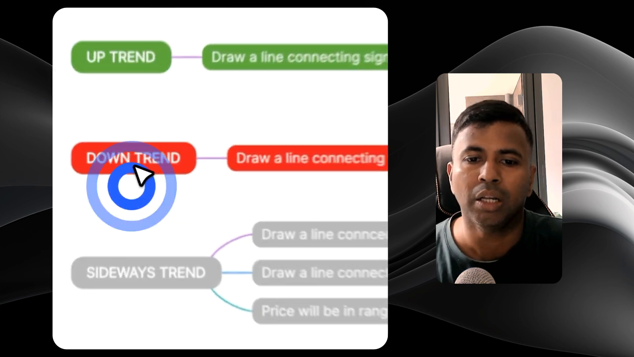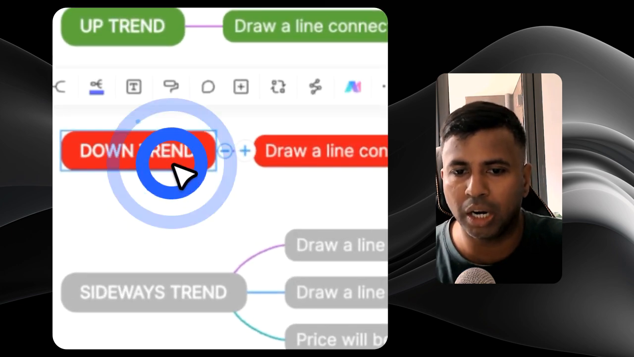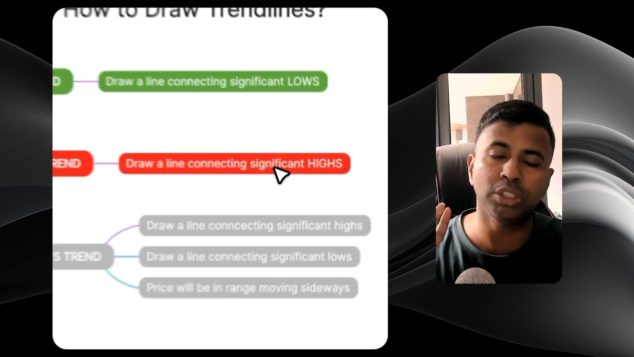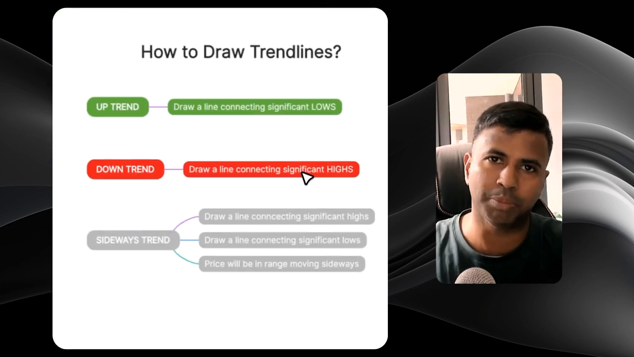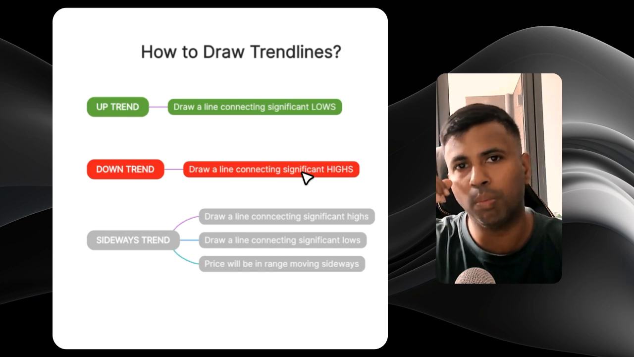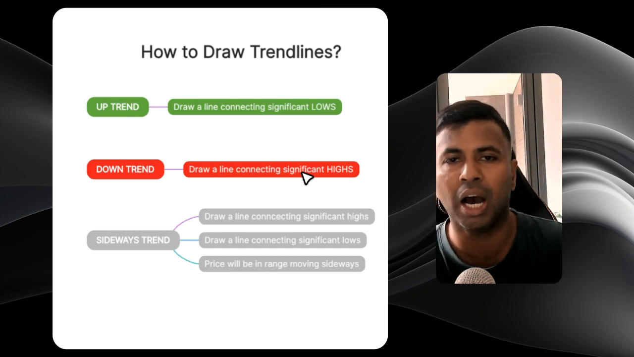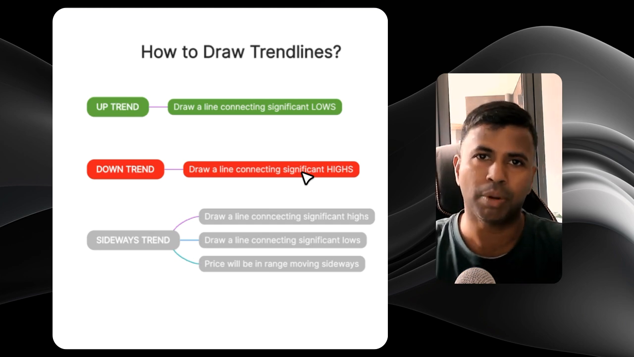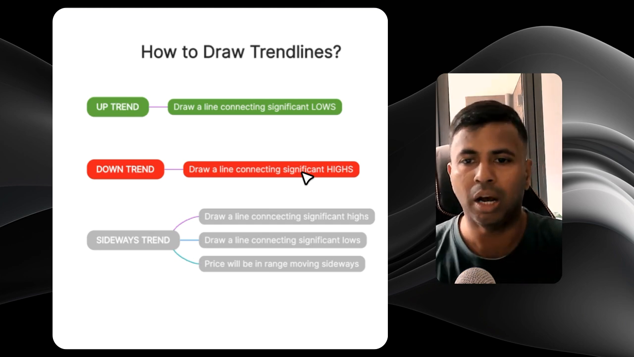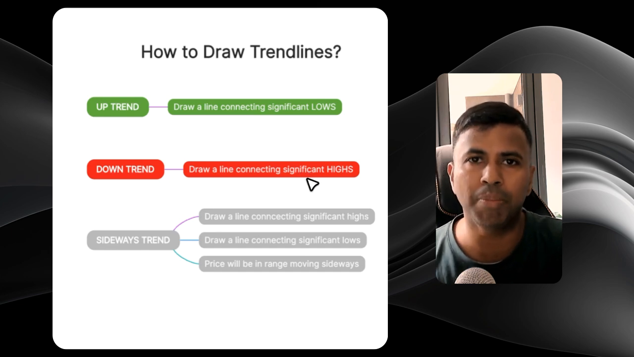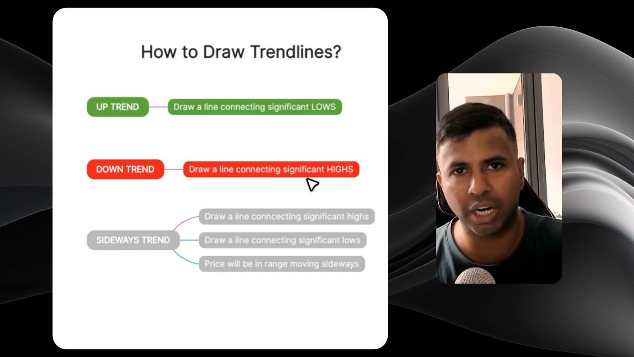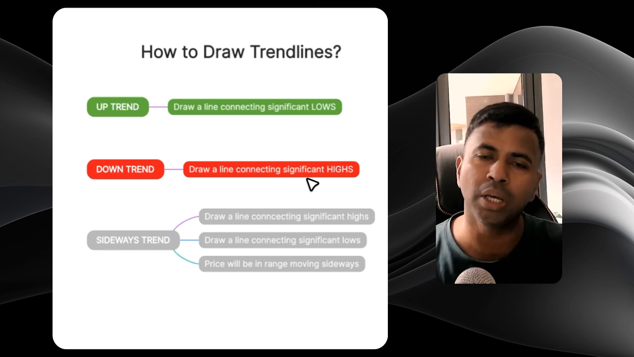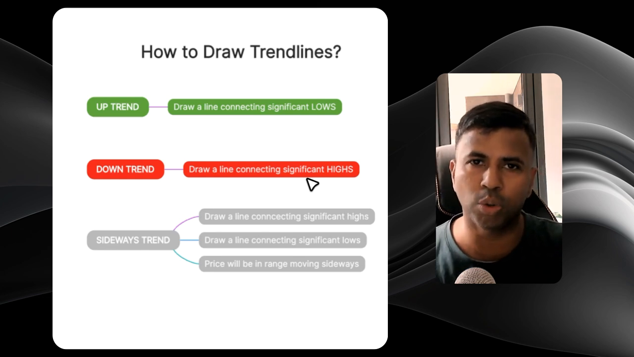And now let's look at how we draw a trend line for the downward trend. For the downward trend, we need to connect two significant highs that the stock has made. What do we mean by significant highs? Whenever the price has reached this level, it has faced strong selling pressure from the sellers and it has moved significantly down. So this is what we mean by significant highs. When we look at the chart visually, you can easily pick out the significant highs and significant lows.